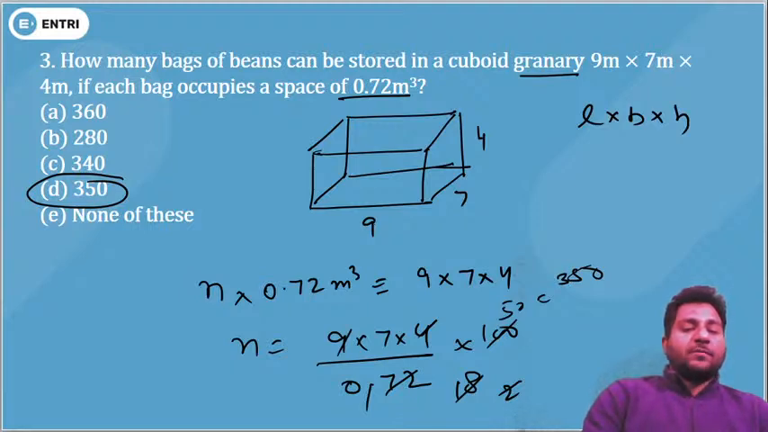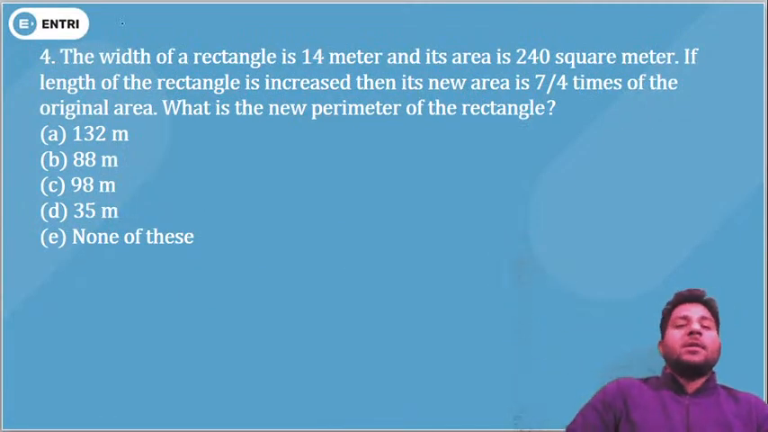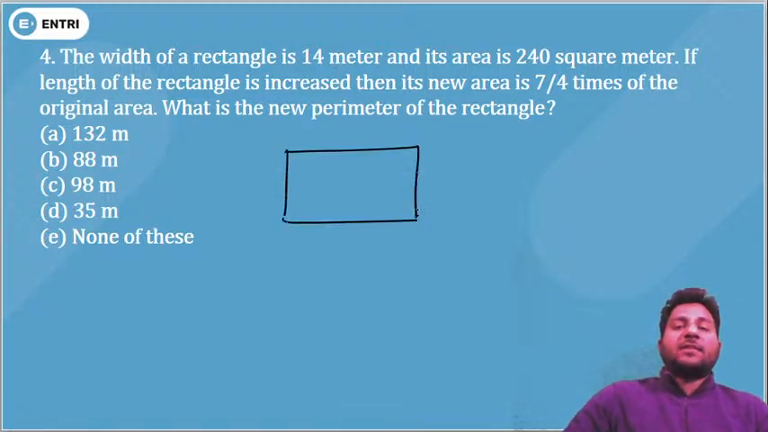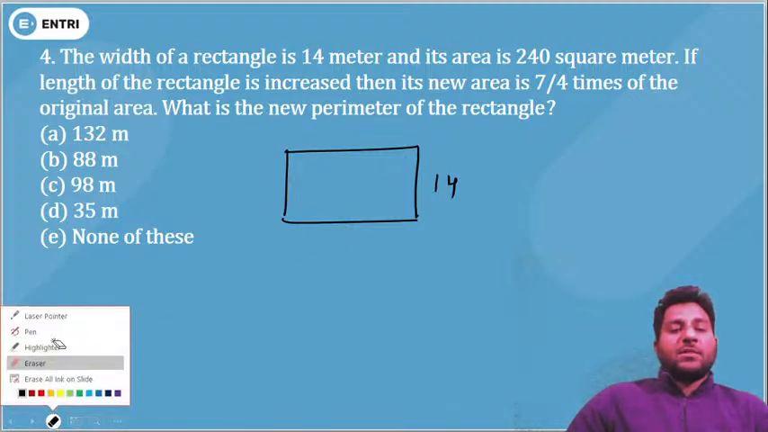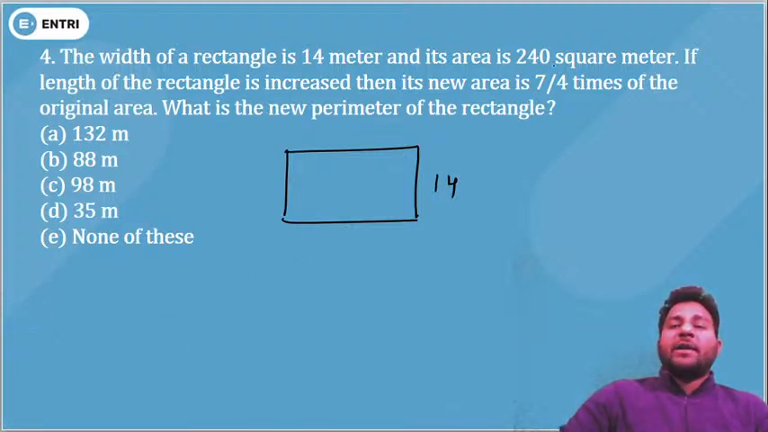So let's move on to the next question. Next one. The width of a rectangle is 14 meter. Okay, width has been given as 14 meter. All right. Just a minute. Width is 14 meter and its area is 240 meter square.